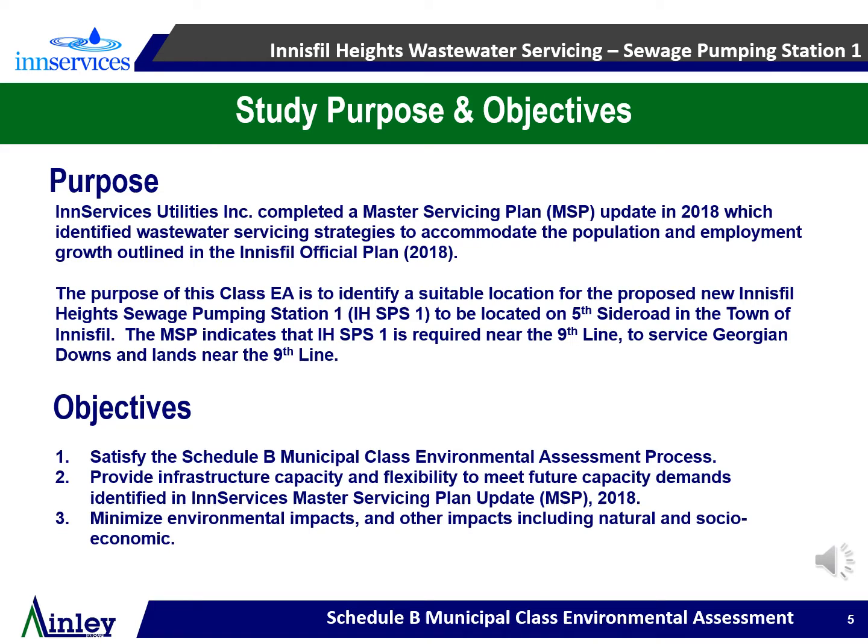The MSP indicates that IHSPS 1 is required near the 9th Line to service Georgian Downs and the lands near the 9th Line. Objectives. Number 1. Satisfy the Schedule B Municipal Class Environmental Assessment process. Number 2. Provide infrastructure capacity and flexibility to meet future capacity demands identified in the Master Servicing Plan Update, MSP 2018. Number 3. Minimize environmental impacts and other impacts including natural and socioeconomic.